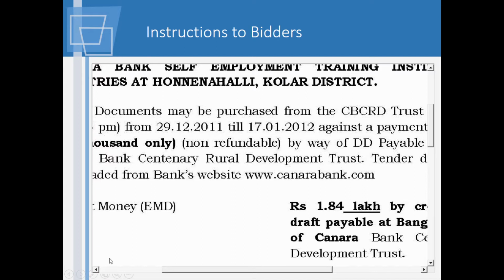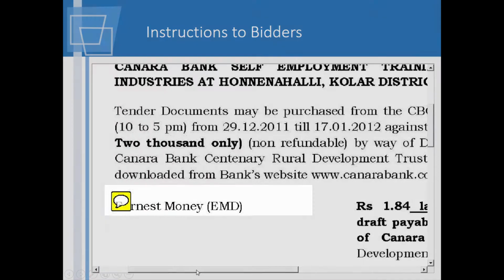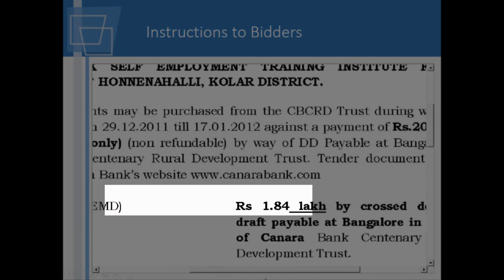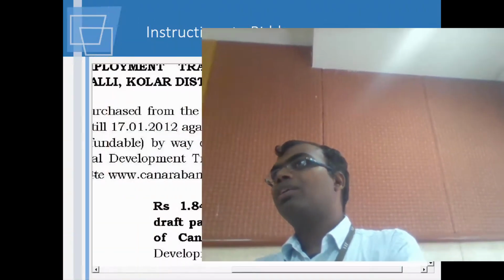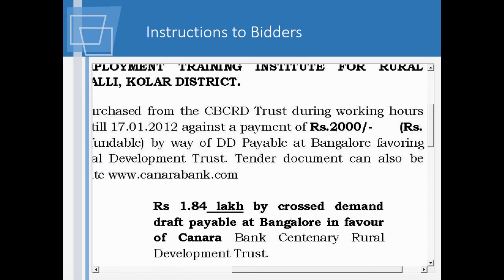So here it is. Here they are talking about the earnest money. So we talked about earnest money. What is this earnest money of 1.84 lakhs? They don't want anybody to just buy the tender document, fill up all the values and give it. So they are imposing a 1.84 lakhs earnest money, so that in case they feel a person is eligible to do the work and they give it to him, he should not back out at the last minute saying no, it was just for fun that I did it.